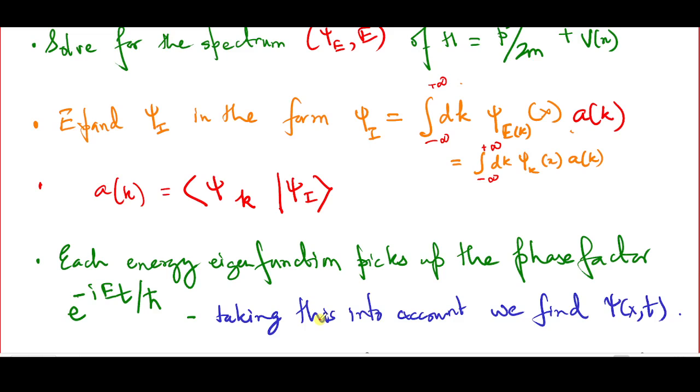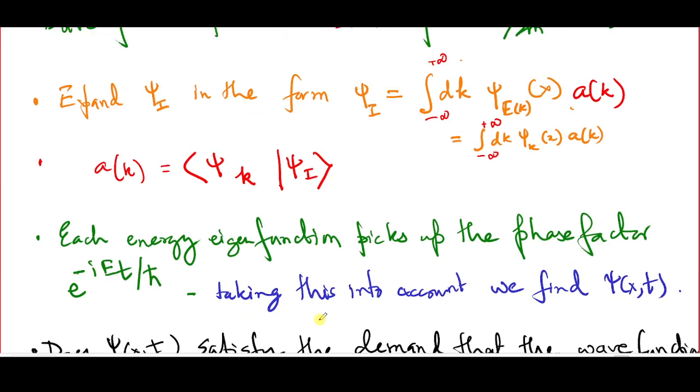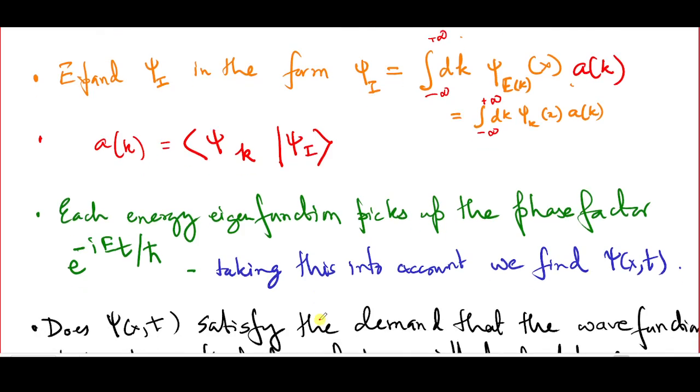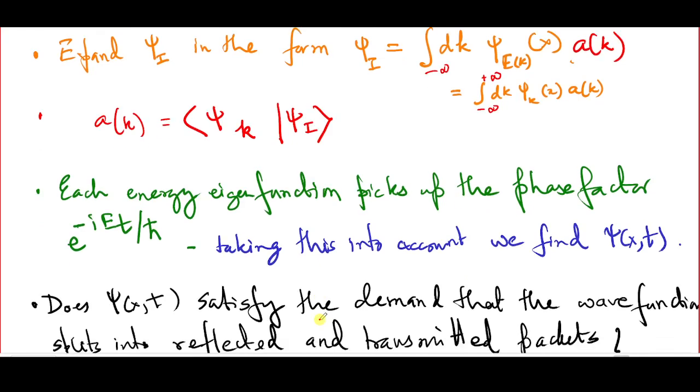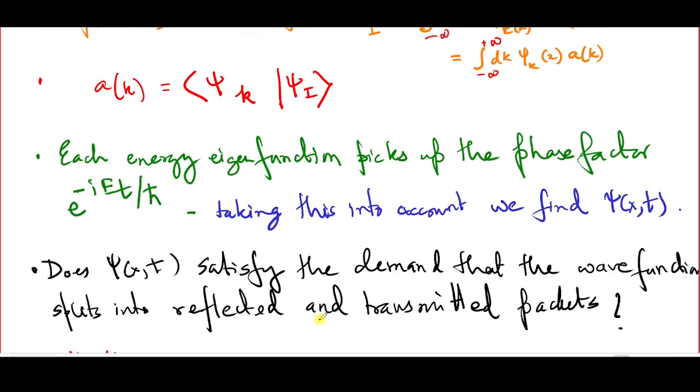This is how you solve the problem of time evolution in quantum mechanics in general. But now that you have done this, what we need to check for is that at very large positive times, the wave function that we calculate does split into two pieces, a reflected piece and a transmitted piece. So we end up with two wave packets traveling in opposite directions.